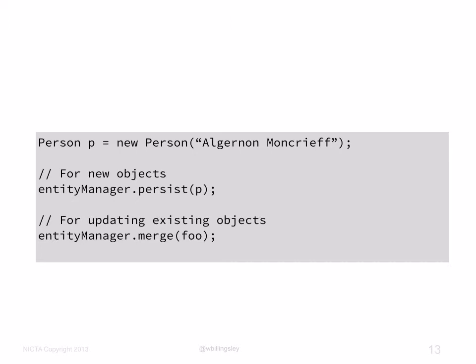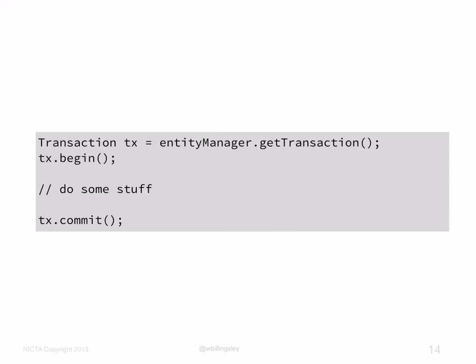Very often when dealing with databases, we want a transaction so that either all of our updates succeed and are committed, or they're all rolled back if one of them fails. And this is the code for doing a transaction in JPA: entity-manager.getTransaction, transaction.begin, do some stuff, transaction.commit.